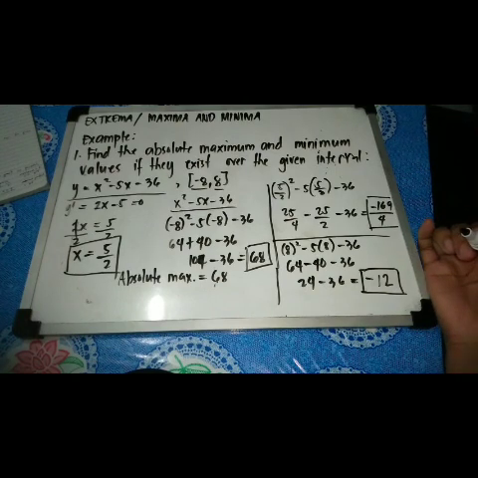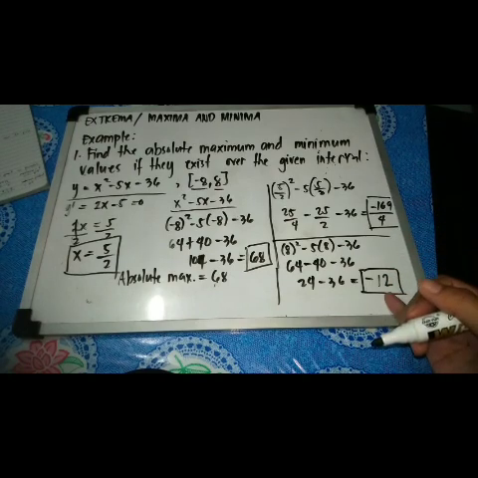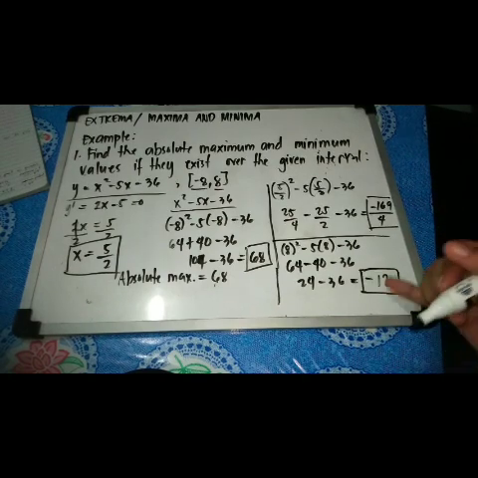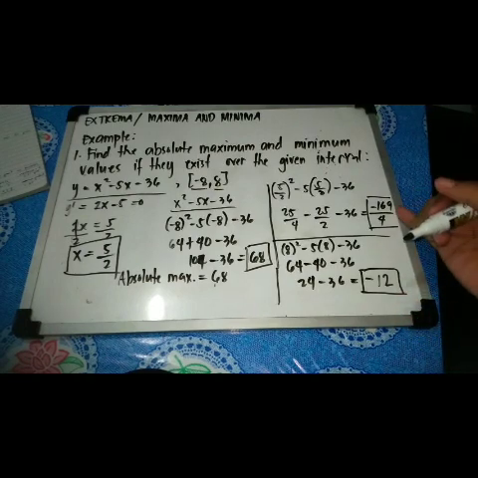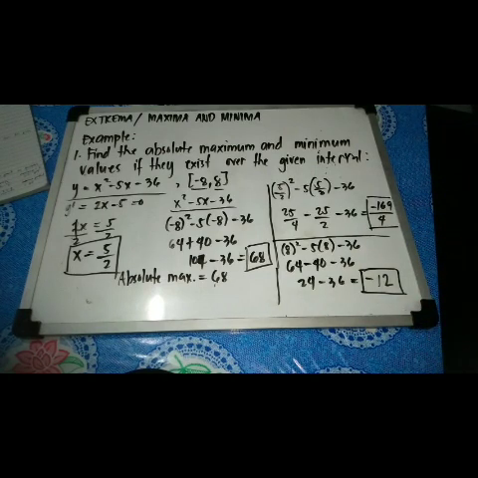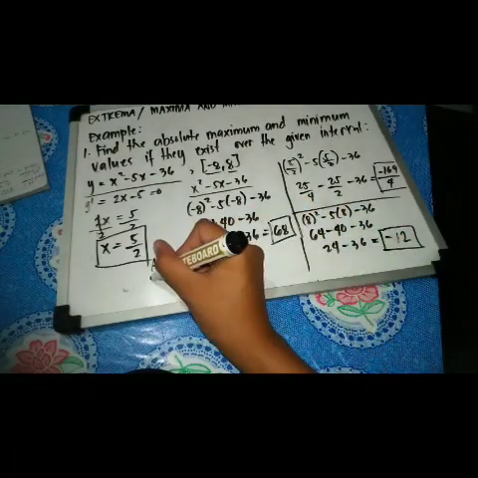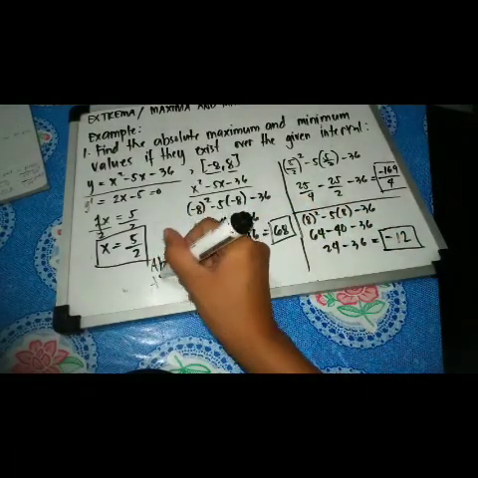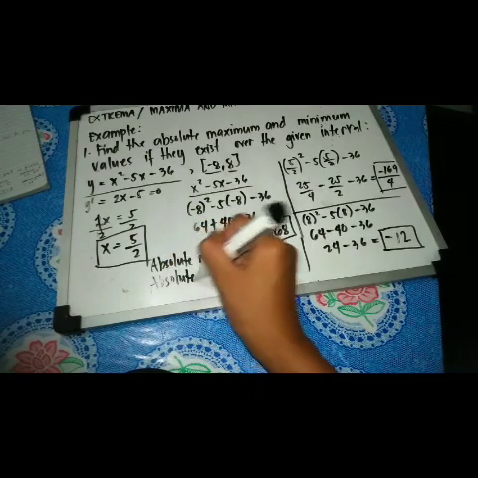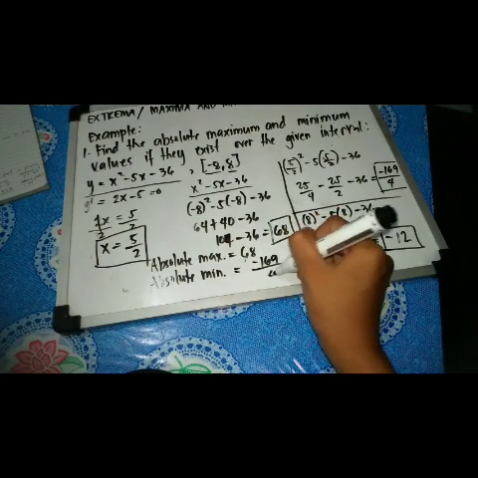But in this case, we can identify that negative 169 divided by 4 is the lowest value. The value of negative 12 is much higher than negative 169 over 4. So we can conclude that negative 169 over 4 is the absolute minimum. So we have to put here absolute minimum: negative 169 over 4.